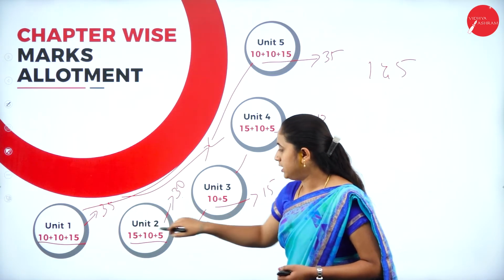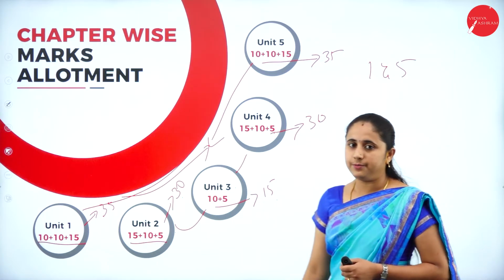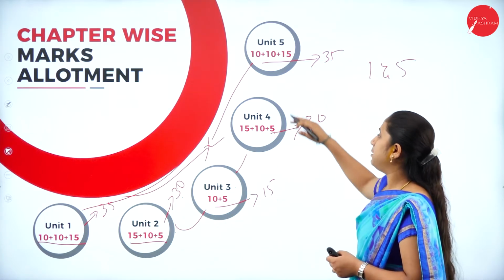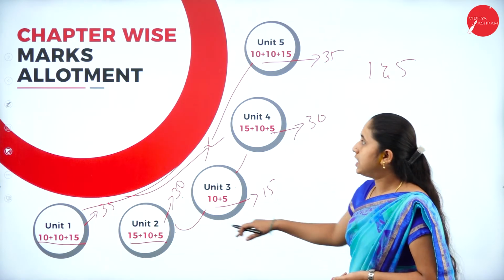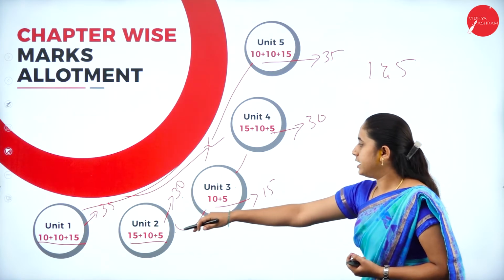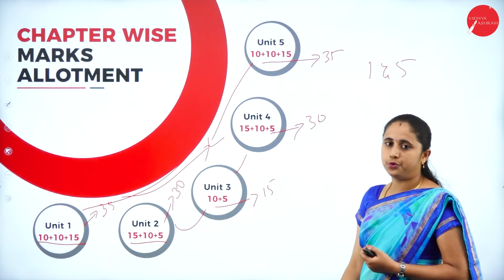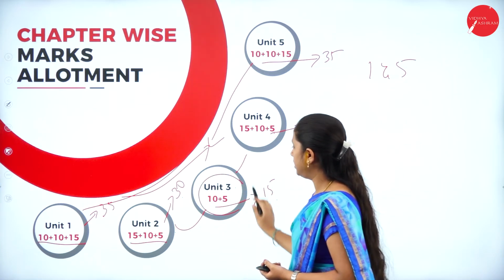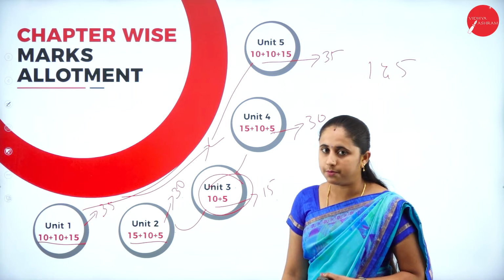So, Unit 1, 2, 4 and 5, but you should not neglect Unit 3. The weightage may differ based on the question, so we can only assume the marks allotment for each unit. Give attention to Unit 1 and 5 and also to Unit 2 and 4, but don't neglect Unit 3. So, these are all the chapter-wise marks allotment.